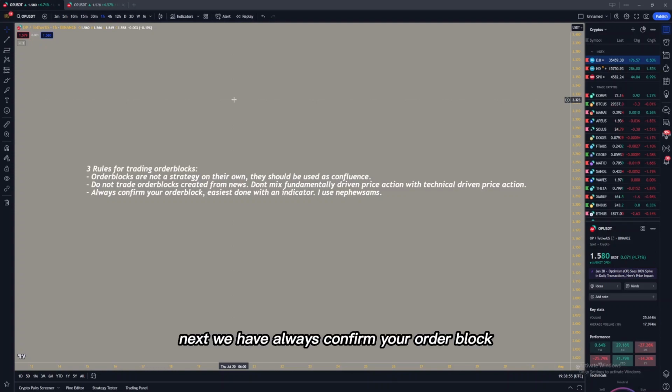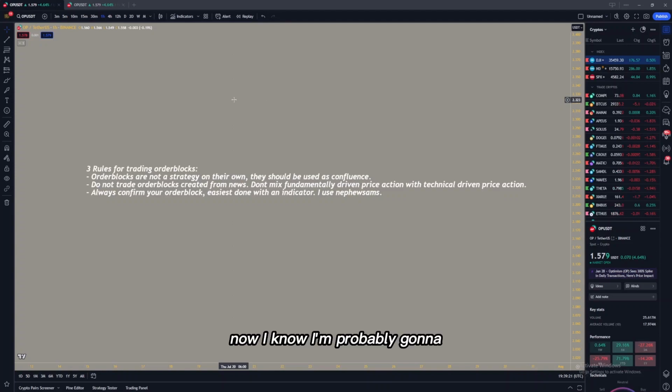Next, we have always confirm your order block. What I see so many times is people finding random things that look like order blocks. They may see a large move up, a large move down, and then they'll place their order block at the top and at the bottom. That could be your point of interest, but that may not be an order block. Now, the easiest way to identify a full order block is how I do it, by using an indicator.